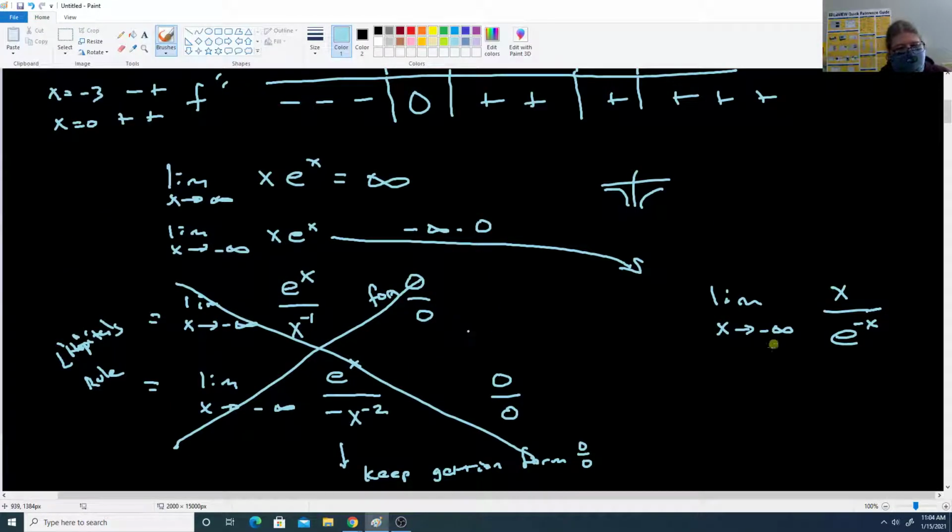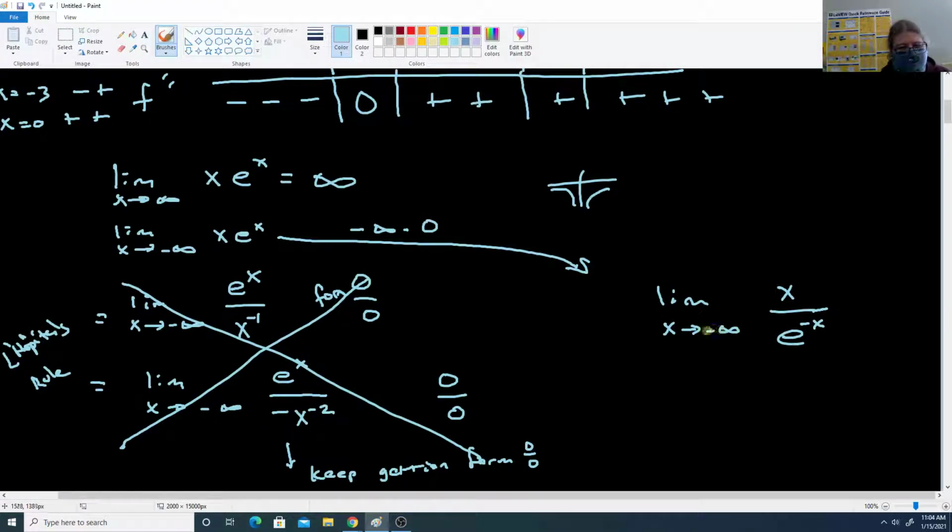So if we set it up this way, let's see here. Limit as x goes to negative infinity of x is negative infinity. Limit as x goes to negative infinity of e to the negative x, that's minus negative is positive, so this is e going to infinity. So we get an infinity over infinity form. So we're okay to use L'Hopital's rule.